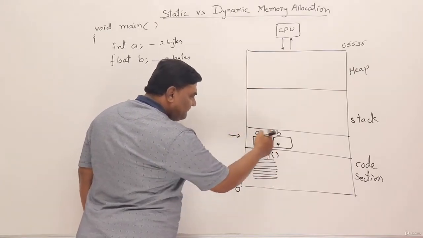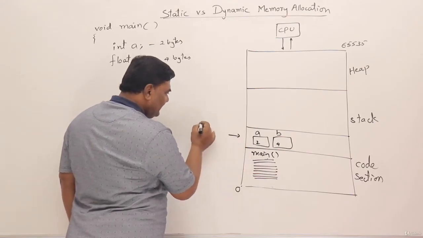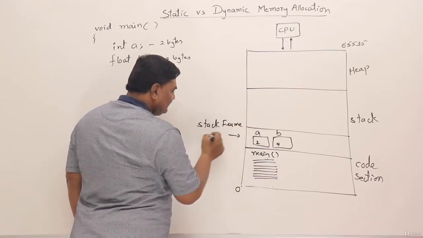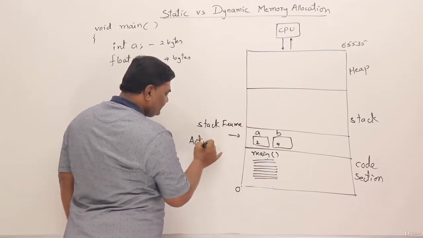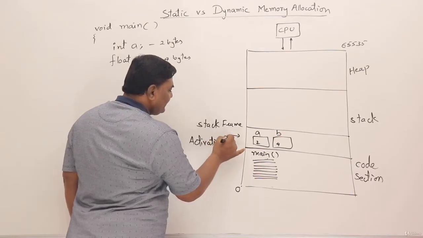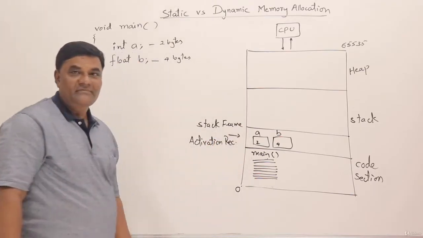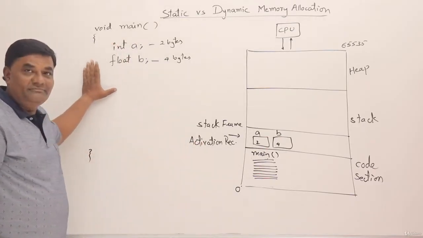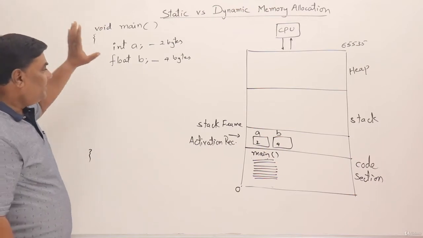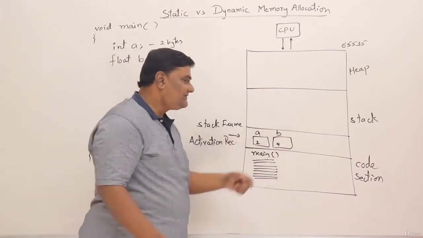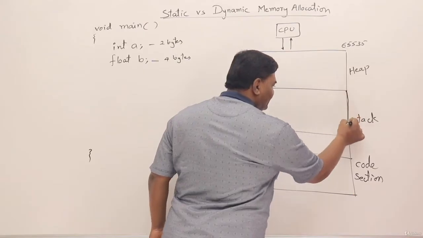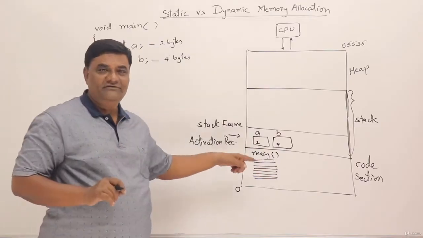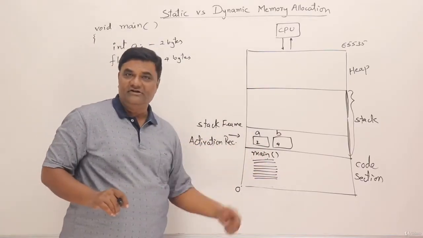So this block of memory that belongs to the main function is called the stack frame of the main function, or it is also called the activation record of the main function. One thing we learned is that whatever variables you declare inside your program or inside a function, the memory for those variables will be created inside the stack. This portion is the stack. So the portion of memory that is given to the function is called the activation record of that function.